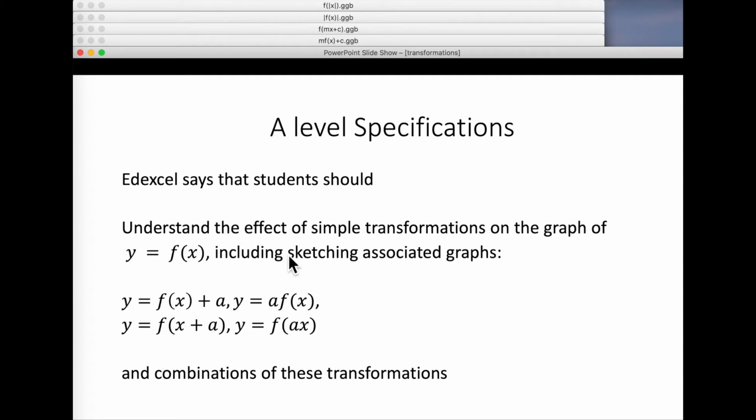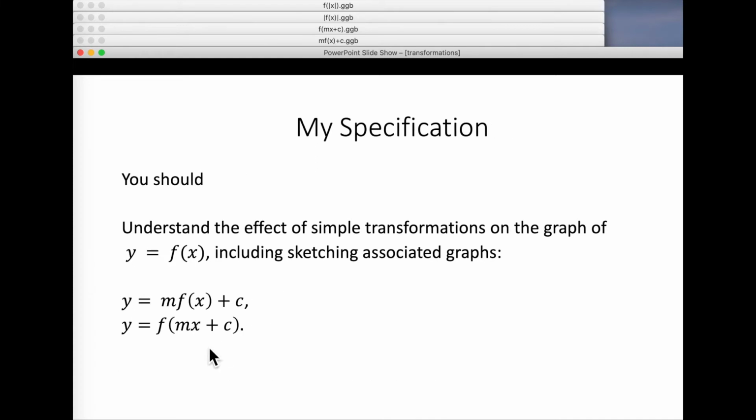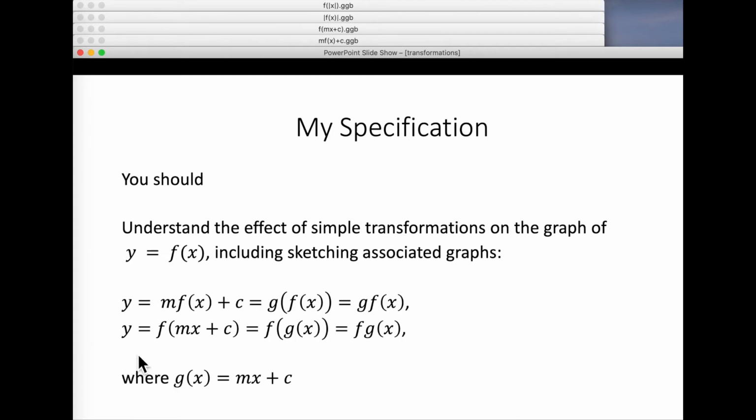So we start with the function f, and we look at related functions. So we either take f and add or multiply by a constant, or we take its input and either add or multiply by a constant, and combinations of these transformations. Well, I'm going to generalize these very slightly because I think the slightly more general transformations are easier to understand. So I'm going to use these two, which you'll spot are in fact combinations of the other ones, but I'm going to treat them as single transformations. And if we let g of x be mx plus c, then you see that this one is g of f of x, gf of x, and this one is f of g of x, which is fg of x.